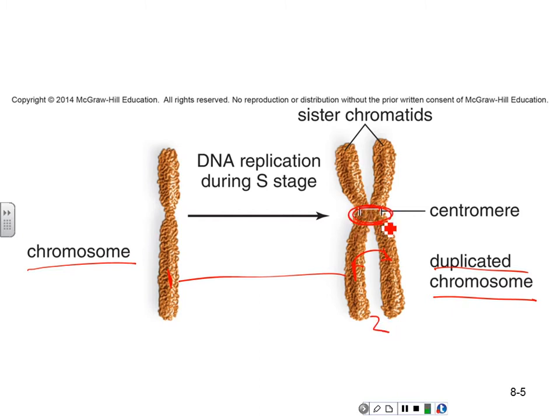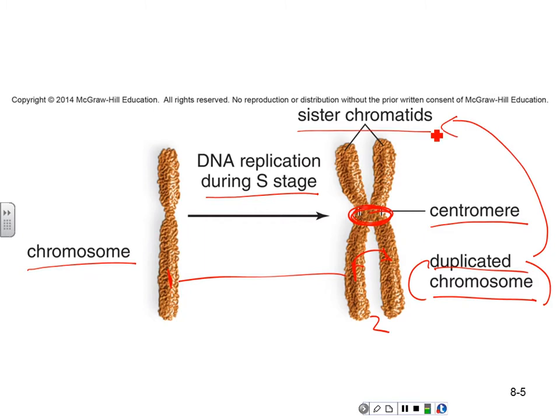In the center here, what holds duplicated chromosomes together is something called a centromere. This will become important when we talk about mitosis in just a moment. So this is happening during S phase of the cell cycle. Duplicated chromosomes are also called sister chromatids. So if you have one chromosome and it copies itself, they're sister chromatids, and those are duplicated chromosomes.